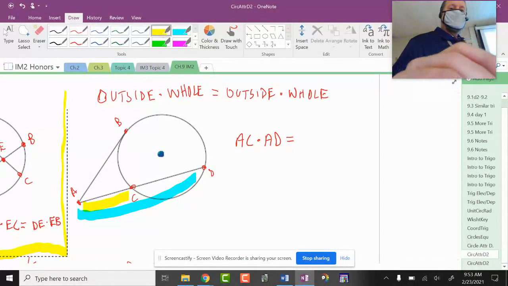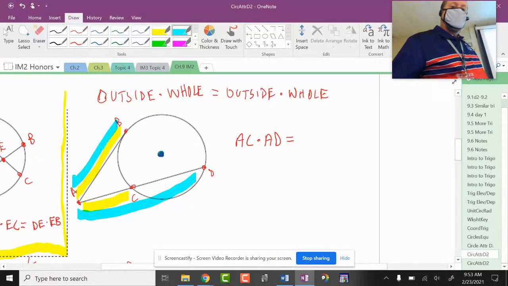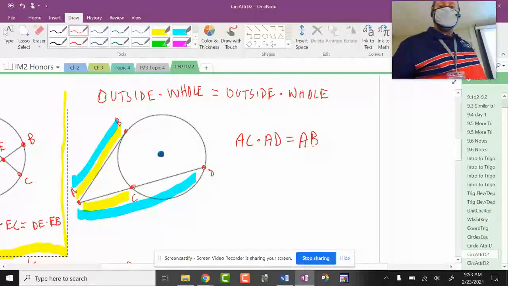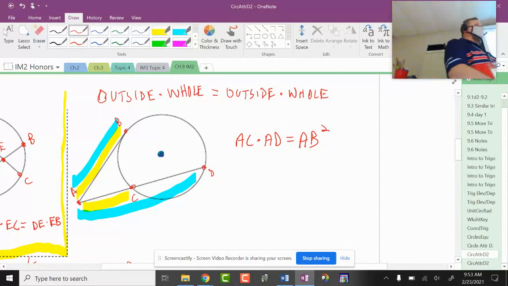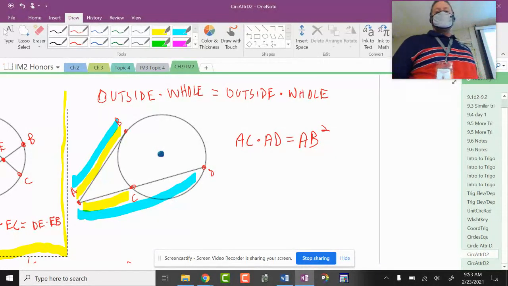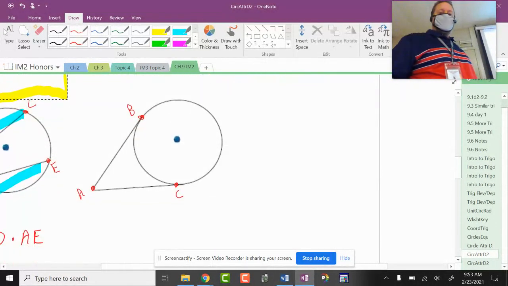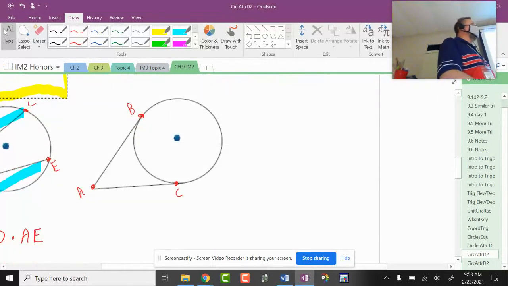Outside times whole. What does that mean? I'm doing the AB, squaring it. So you could write AB times AB if it helps you, but it just is AB squared. True. Proportions is why this is possible and we can do what we're doing here.